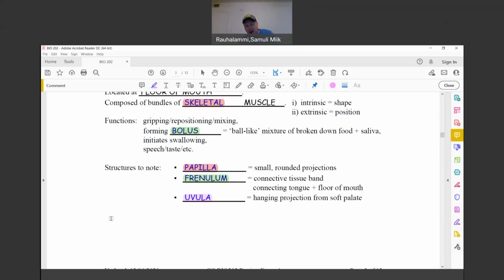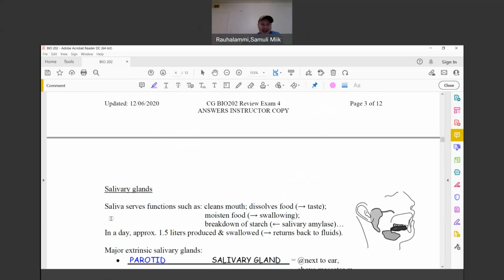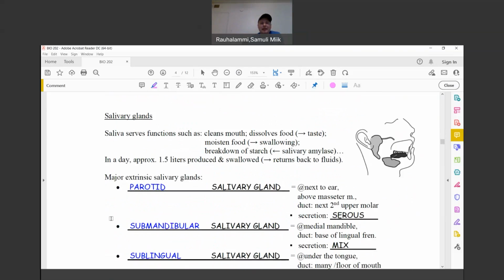And I'm going to make a jump off from what I said that we will do and have a look at a couple of accessory structures. And these are going to be our salivary glands. So saliva plays an important role in how we end up processing food already early on. So not only does it start to break down starches through salivary amylase, saliva also plays an important role in moistening the food so that the swallowing is doable and easy and not painful.